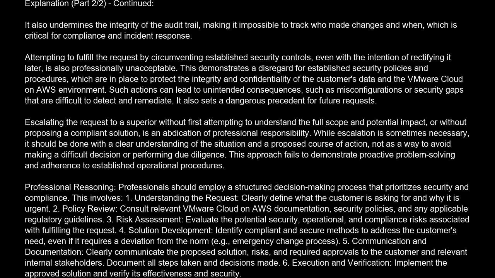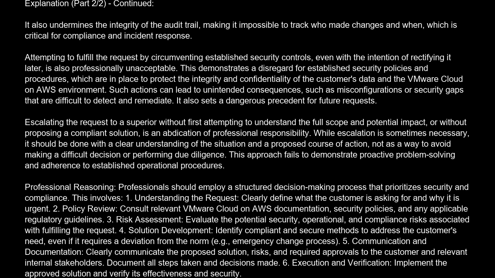Attempting to fulfill the request by circumventing established security controls, even with the intention of rectifying it later, is also professionally unacceptable. This demonstrates a disregard for established security policies and procedures, which are in place to protect the integrity and confidentiality of the customer's data and the VMware Cloud on AWS environment. Such actions can lead to unintended consequences, such as misconfigurations or security gaps that are difficult to detect and remediate. It also sets a dangerous precedent for future requests.